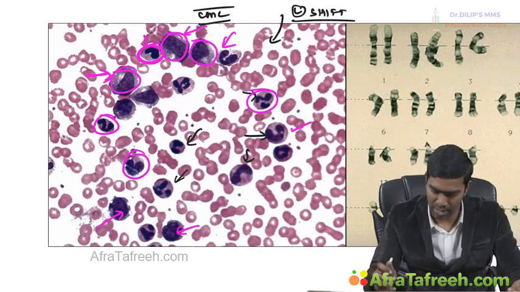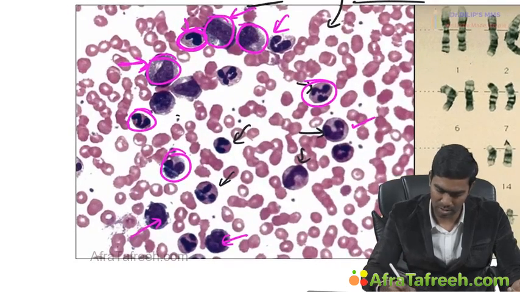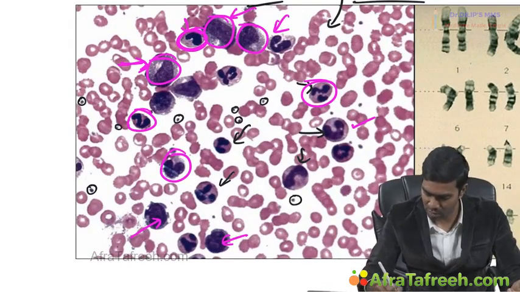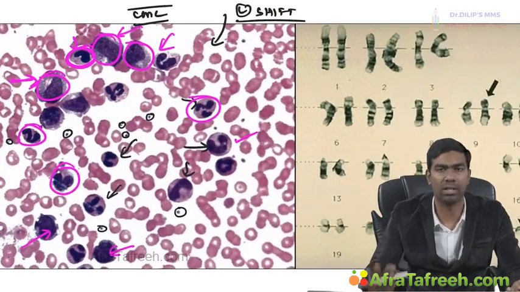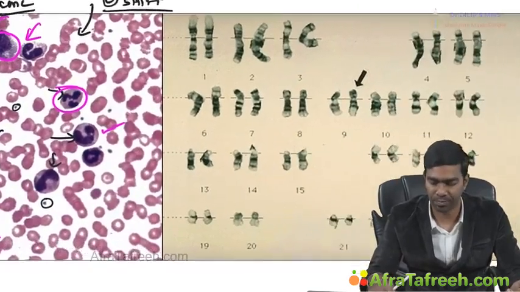And probably, I think you can see thrombocytosis also to an extent. I think not much. You can see these are platelets actually. To an extent, you can see a lot of platelets. May or may not be thrombocytosis, but still, this is a typical CML peripheral smear.